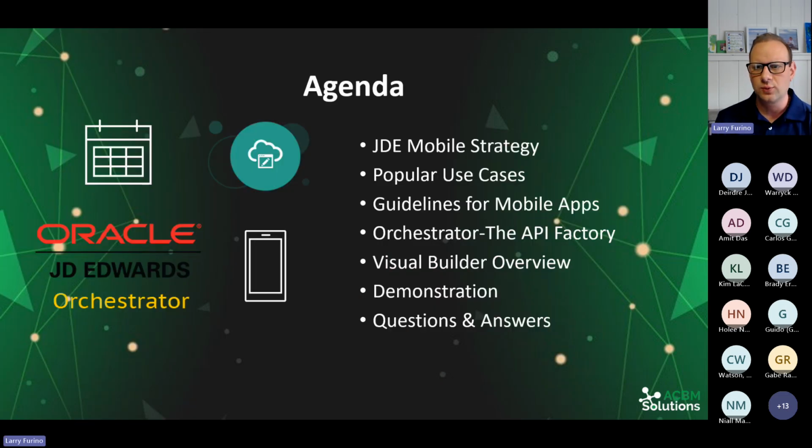Our agenda for today, we are going to talk a bit about the JDE mobile strategy and the history of that, what it used to be and what it has now evolved into. We're going to talk about some of the most popular use cases, as well as guidelines that we typically see for developing mobile apps. And then I'm going to talk a little bit about how that works with the orchestrator and Visual Builder, or really it could be for any no-code, low-code UI tool, but we're going to kind of focus on Visual Builder for that.